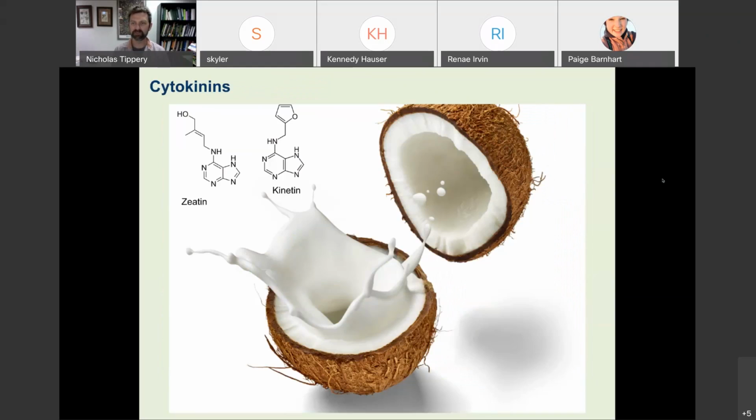Another type of molecule, so that was a lot about auxins. This is another type called cytokinins. They're named for the process of cytokinesis, or cell division. And here's a couple of them, zeatin and kinetin. And one of the big sources of cytokinin is coconut milk. So before we had as many purified chemicals at our disposal, researchers could just take the milk of a coconut and use that as their cytokinin signal.